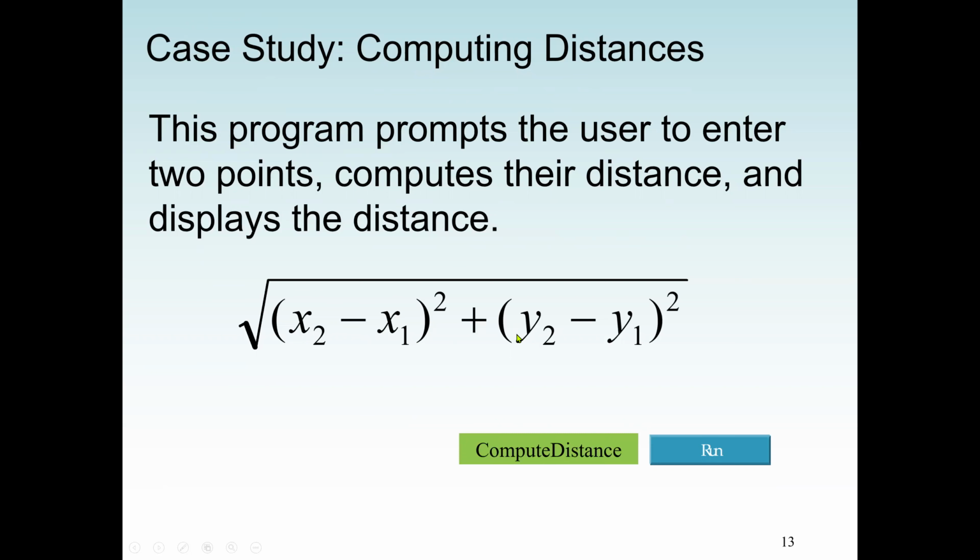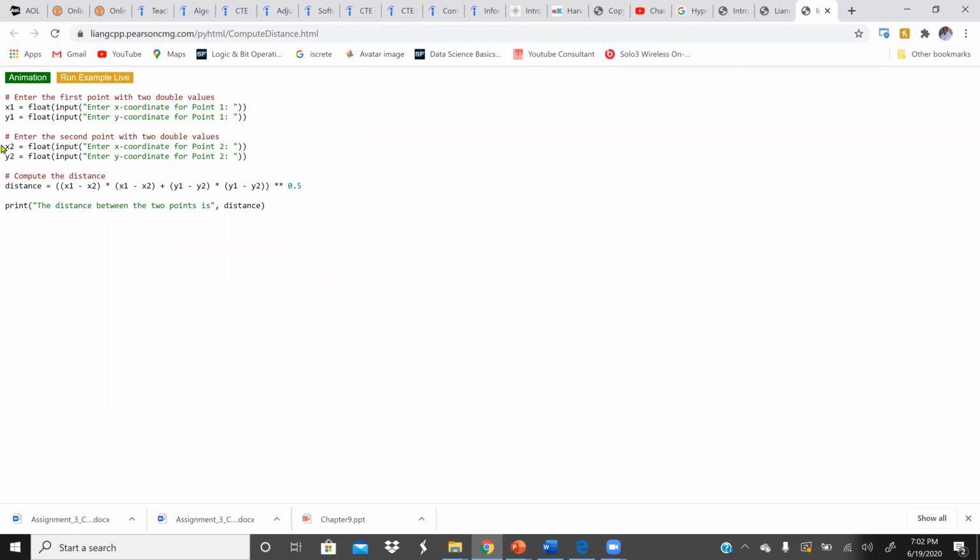Then next, we do our implementation phase. So this is where we're going to write the code. Here we ask the user to enter the first point with the 2 double values. So the first point, we enter the X and Y coordinates that make 1 point. So we use the input function to ask the user to enter the X and Y coordinate. Then we ask the user again, enter the second point, which will be X2 and Y2 coordinate. Then we compute. So that's our input.